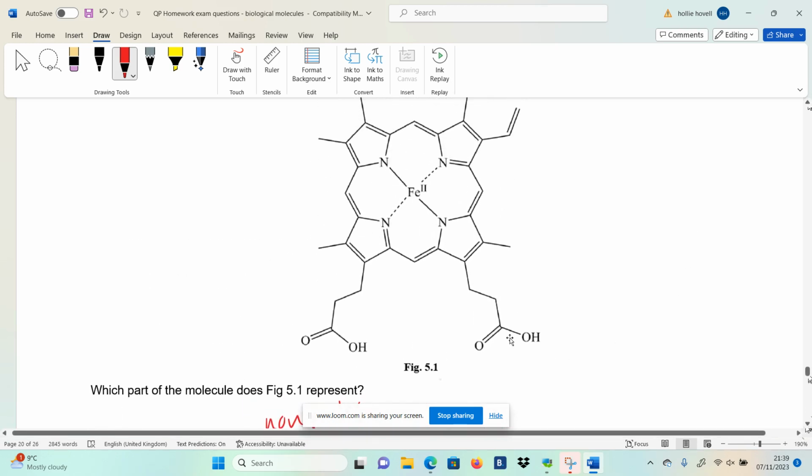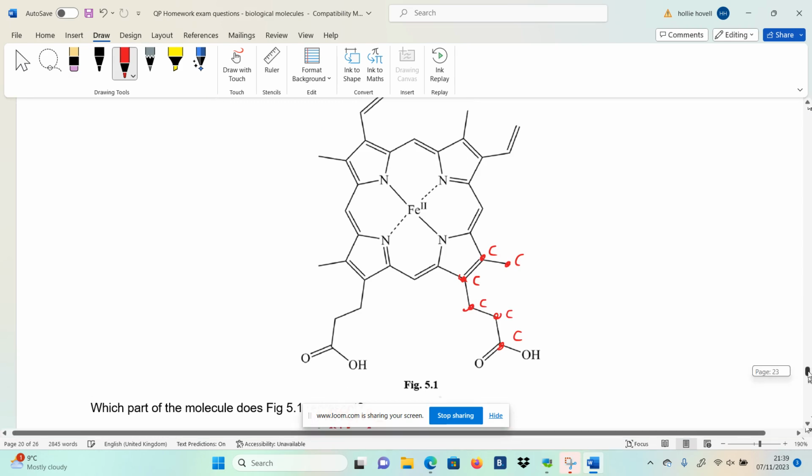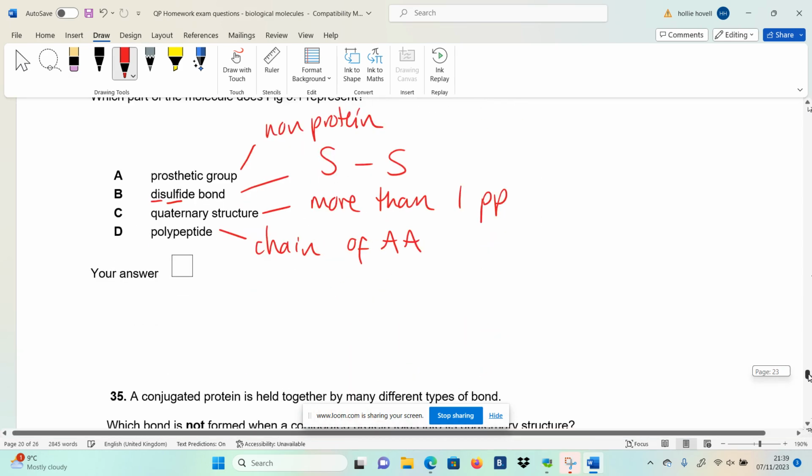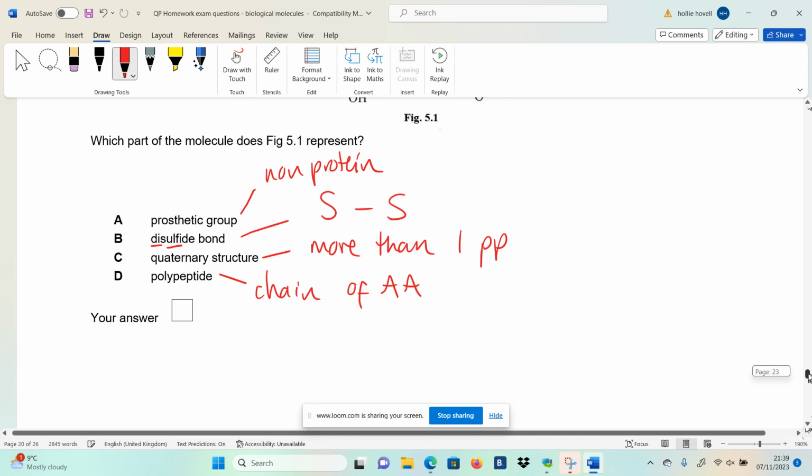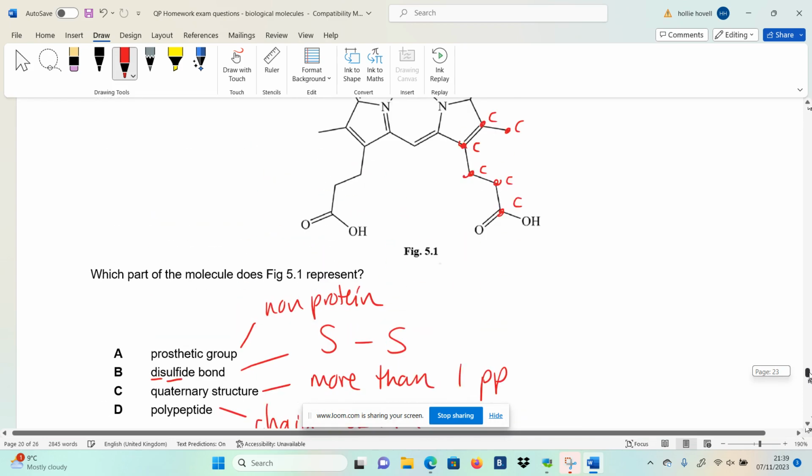Now, where have we got these corners or junctions on molecules like that? Each of these is going to be carbon. It's just been simplified in the way that it's drawn. So no, that's not a polypeptide chain, is it? Or it's not more than one polypeptide chain. Is it a disulfide bond? Have we got sulfurs in there?